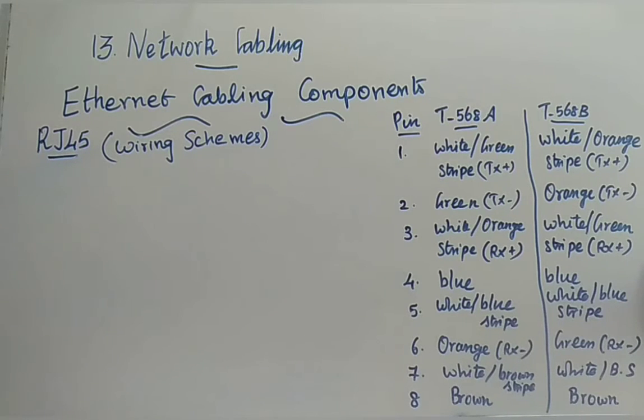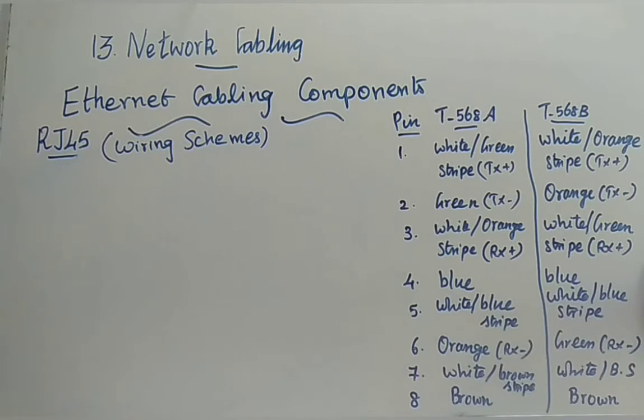Okay? So by now we are going to see the wiring schemes and the color codes of the connector. By now we are going to discuss the RJ45 wiring schemes and color codes. I told you people that it is going to have 8 small jacks inside. When I showed the connector, you saw that golden color, like small lines. That is your 8 small lines. In those only, you are going to insert or connect the small wires.